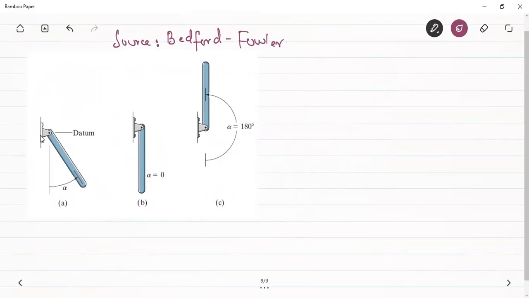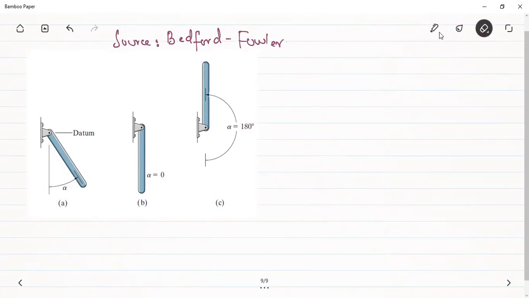There is a hinge. Okay, there is a rod. It is hinged at this position, and it is making an angle of alpha with the vertical. Okay, it's making an angle alpha with the vertical.